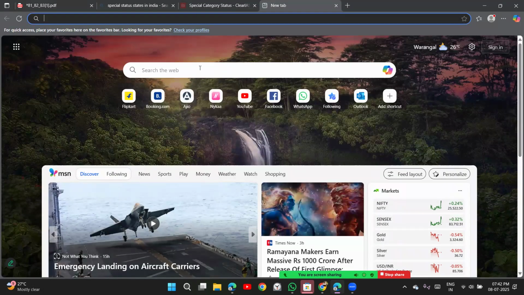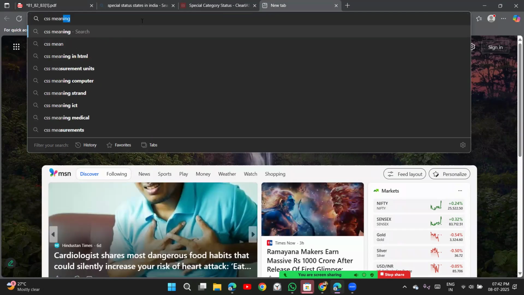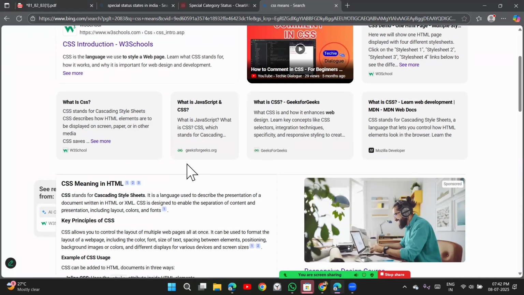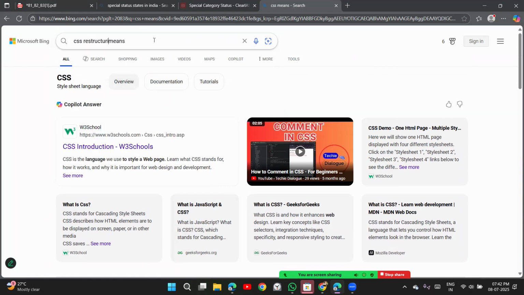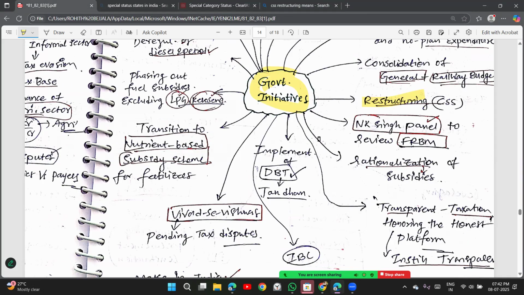I forgot suddenly. CSS restructuring. Okay, CSS is centrally sponsored schemes. Suddenly we forget sometimes. And also the expert panel reviewed the FRBM.